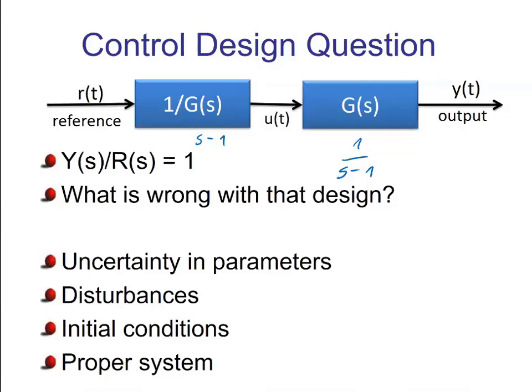But if the number of zeros is smaller than the number of poles, you cannot build an inverse system. Not possible, typically, because the system is not causal. You have something like a derivative, which needs the future to compute the present. So this will never work.